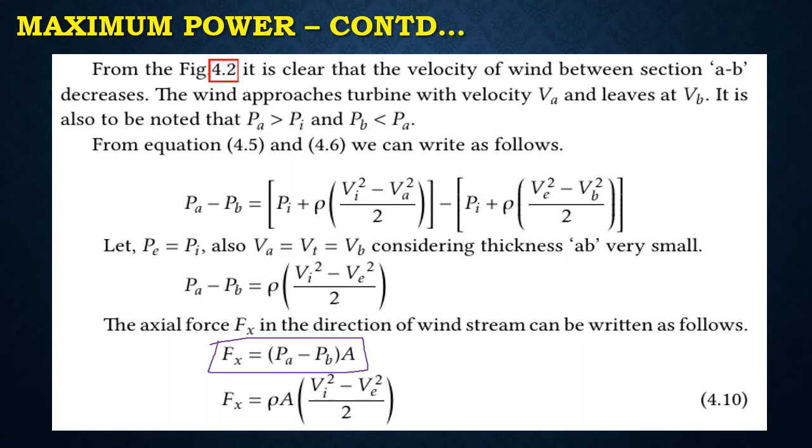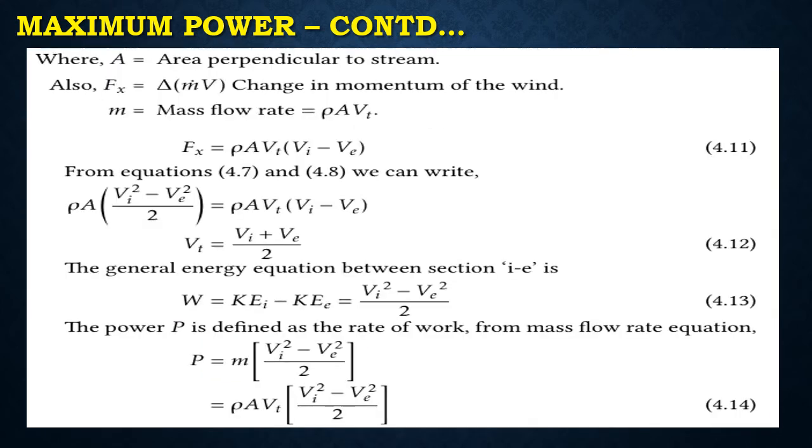Fx is equal to rho into A into (Vi square minus Ve square) divided by 2. So this is the expression for the axial force, where A is the area perpendicular to the stream. And Fx is nothing but the axial force, which is also equal to the change in the momentum of the wind.